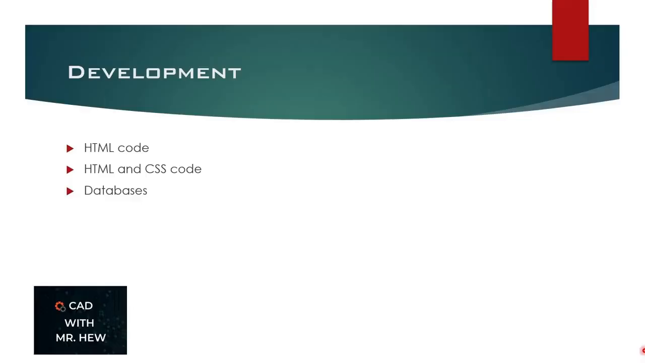Development. After we have done our design and our planning, then we need to put this design into code so that the website can be made or created. So we could use HTML code, we could use HTML and CSS code as an example. And also, if we have an e-commerce site, we could perhaps integrate the databases into our website.